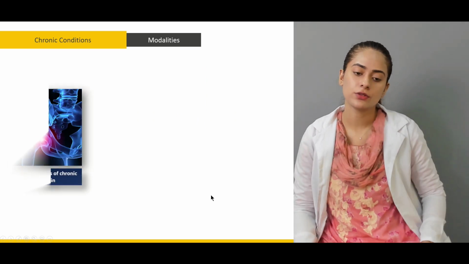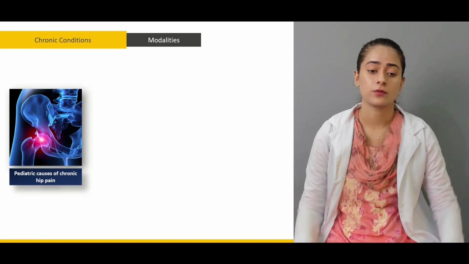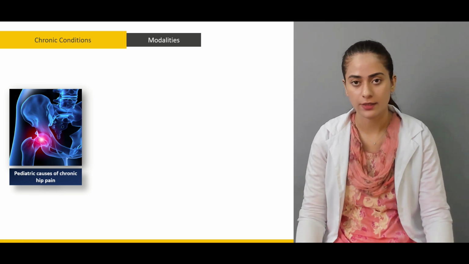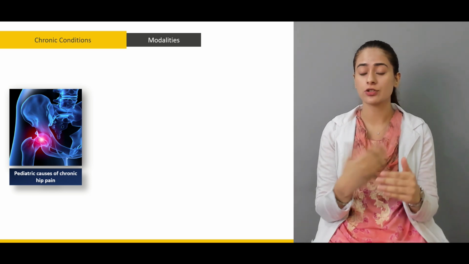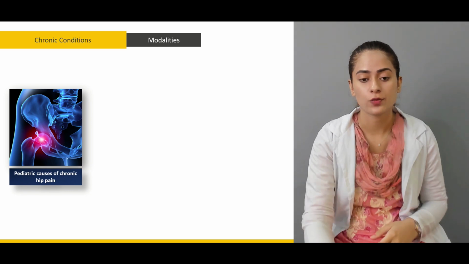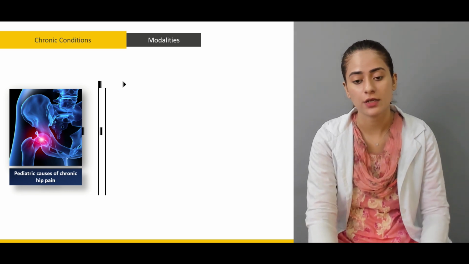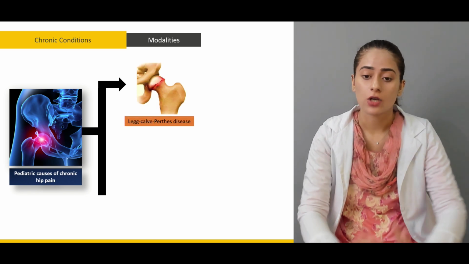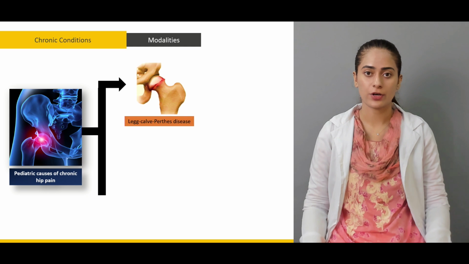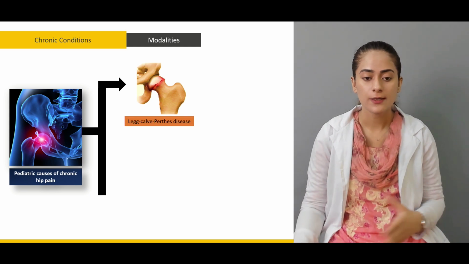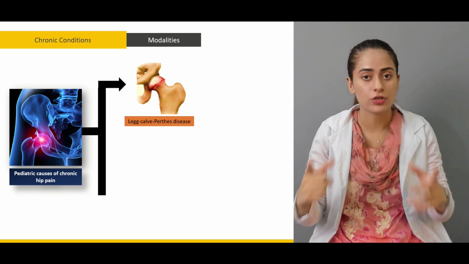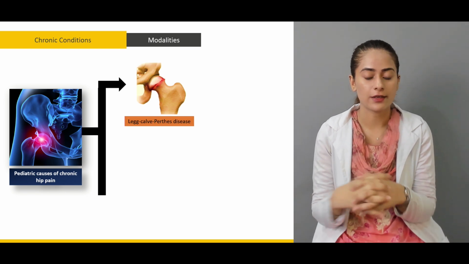So now we're going to talk about some of the changes in kids, right? Pediatric causes of chronic hip pain. Chronic conditions can occur in children as well. There are two conditions that we're going to discuss. The first one is Legg-Calvé-Perthes disease. It's avascular necrosis, and it can happen because of some injury to the hip. So it's not something that a kid is born with.